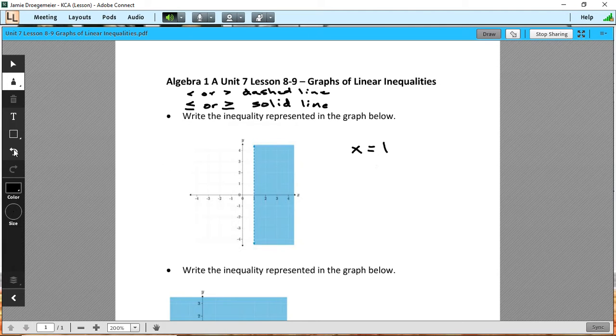But since this is an inequality, we need to use an inequality symbol. It's a dashed line, so it's either going to be less than or greater than. These values that are shaded are values that are greater than x equals 1. And so our inequality here would be x is greater than 1. If I choose any x value that's greater than 1, it's going to show up in that shaded area. All right, let's take a look at the next one.